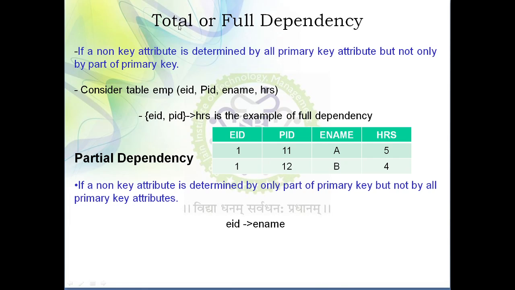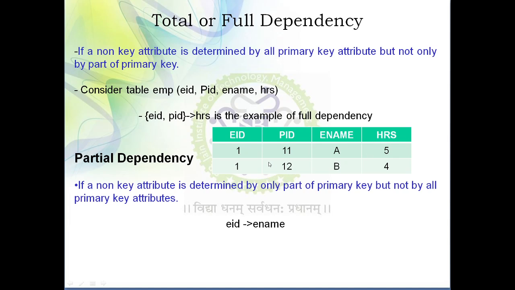So in this case, what is total dependency? Does total dependency exist in this table, and if yes, between which attributes? Total dependency means that a non-key attribute is determined by all the primary key attributes. In this case, the combination of employee ID and project ID helps us to find the value of number of hours. Suppose I know only employee ID, can I easily find the value of number of hours?